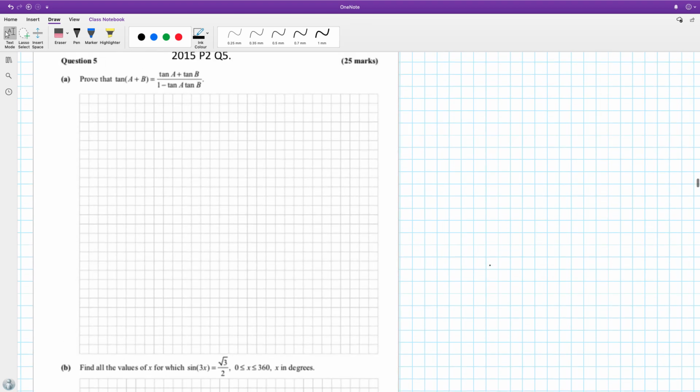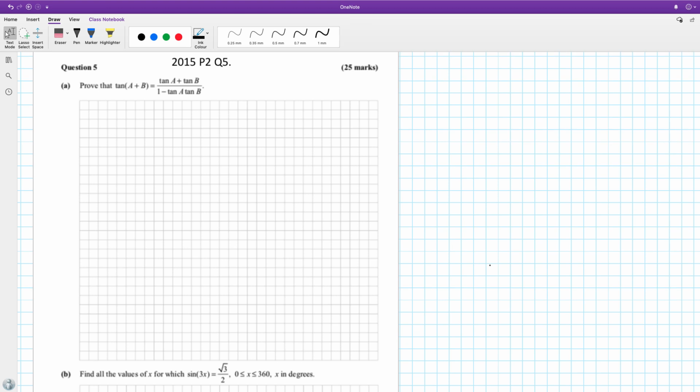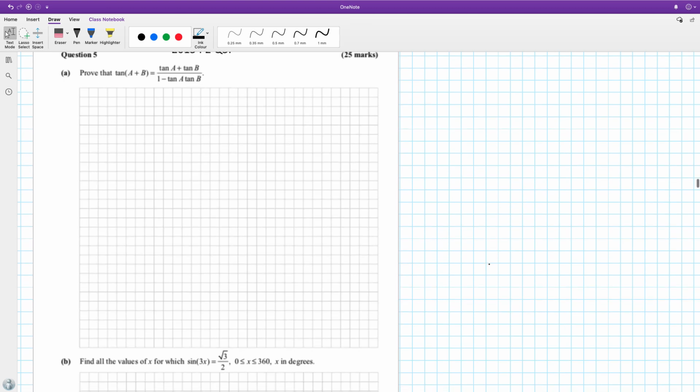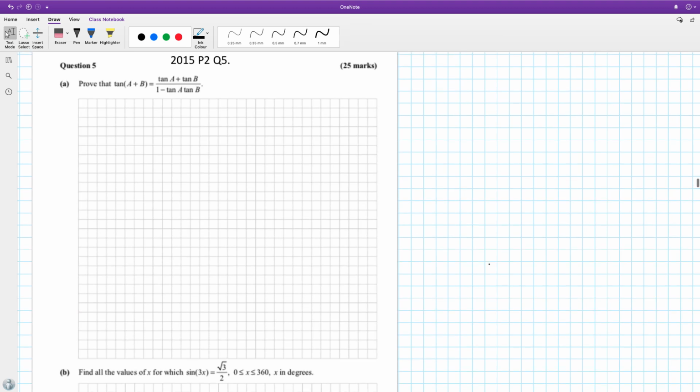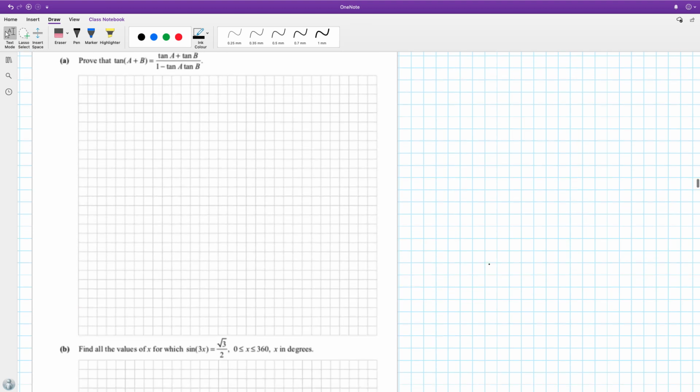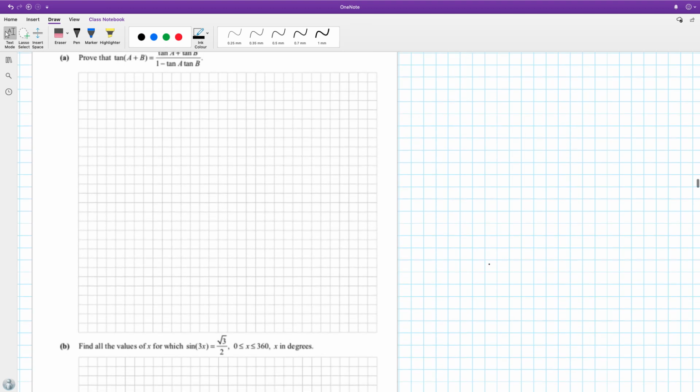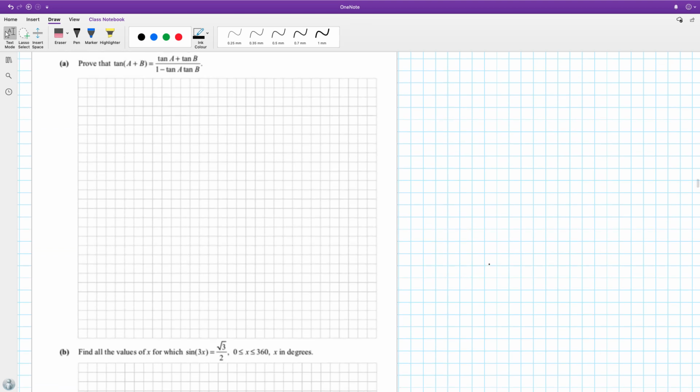Right, this one is slightly harder. 2015, paper 2, question 5. Prove that tan of A plus B is equal to tan A plus tan B over 1 minus tan A tan B.